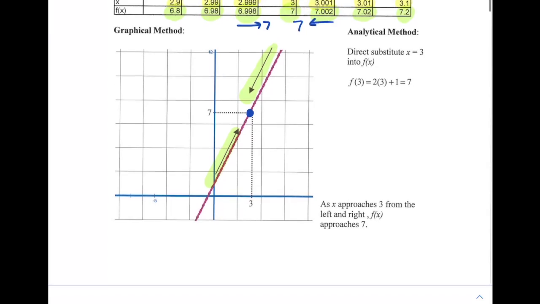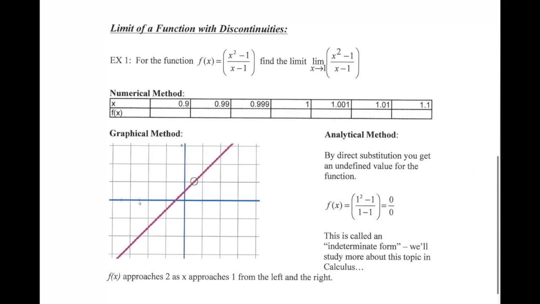Okay, so let's take a look at another one. What about one that has some discontinuities? Because obviously this makes things more interesting. So the limit of a function with discontinuities, example 1. For the function f of x equals x squared minus 1 divided by x minus 1, find the limit as x approaches 1 of this function.